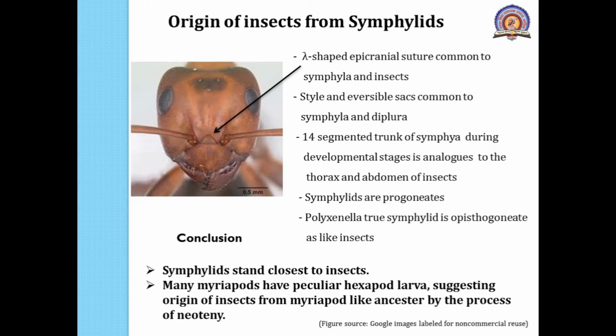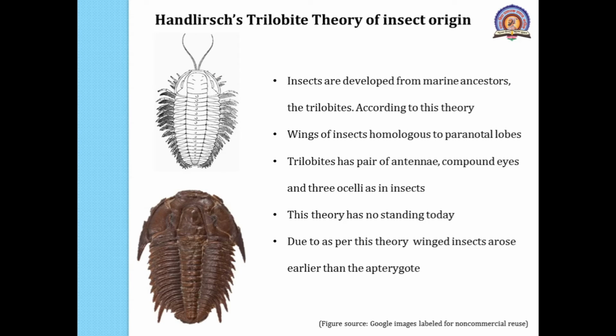So this is the well-known understanding of the origin of insects from myriapod-like ancestors, particularly the symphylids. Besides this, there are several other theories put forth about the origin of insects, and one of them is Heinrich's trilobite theory of insect origin. This theory suggests that insects developed from a marine ancestor, and that marine ancestor is referred to as the trilobites.